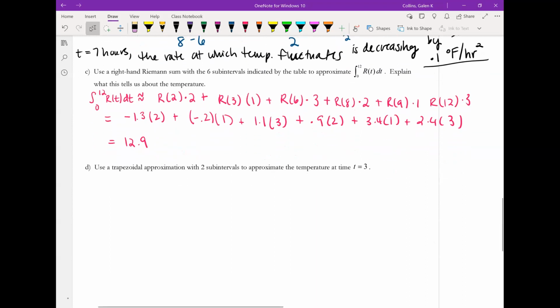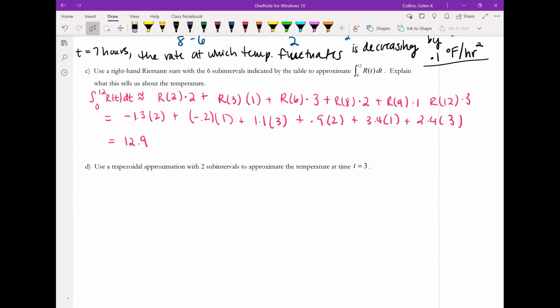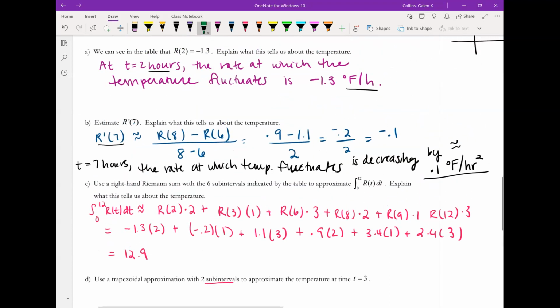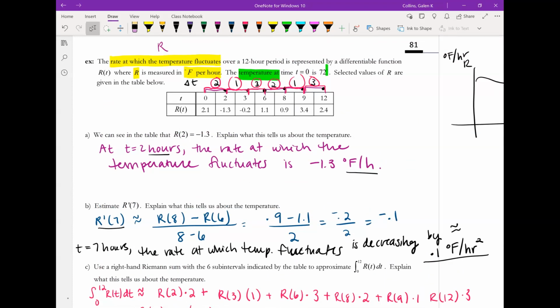All right, in part D, we are using the trapezoidal approximation with 2 subintervals to approximate the temperature at time t equals 3. So let's think about what that means. We don't have a variable for temperature, but if R is the rate at which temperature changes, I could define a new variable to be the temperature at time t in degrees Fahrenheit. So that means the rate at which uppercase T changes, that is our R of T.